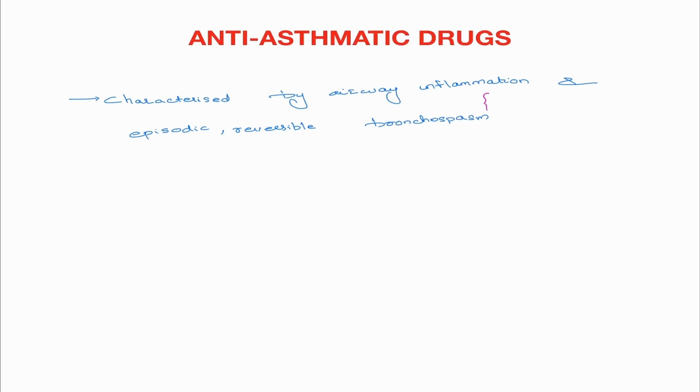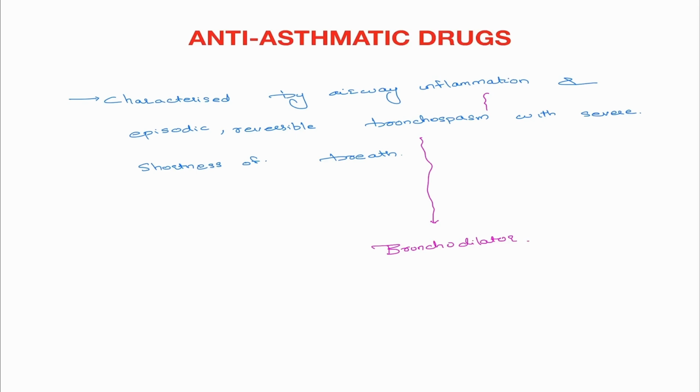So two terms which you should know here are airway inflammation and bronchospasm with severe shortness of breath. Definitely understandable. There is severe inflammation and severe bronchospasm, so there is going to be severe shortness of breath. Now, let's come on to the therapeutics part. First we said there is inflammation, and then there is bronchospasm.